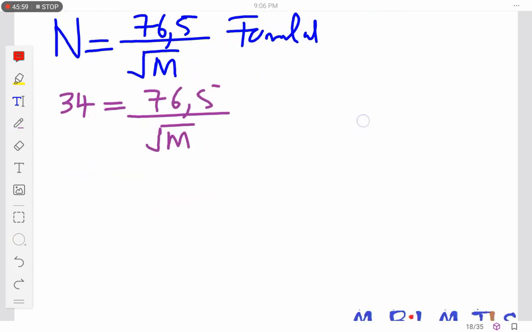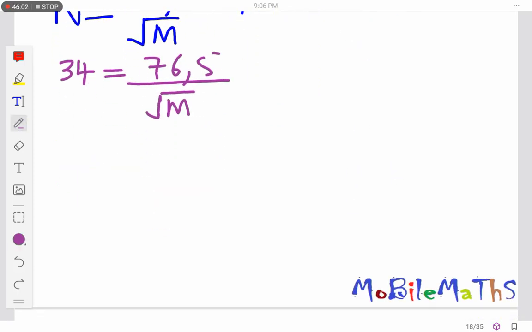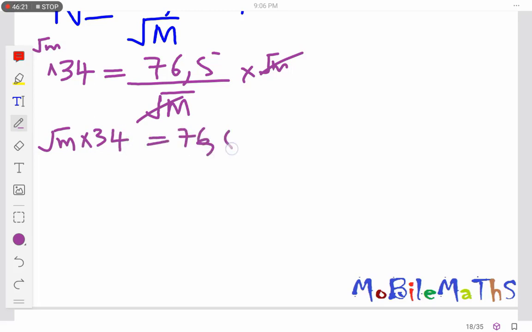Okay, so let's simplify this part here. It's easy for me to multiply both sides by square root of m. So I'm going to multiply here by square root of m and here also by square root of m, such that this side they cancel off each other and I'll have square root of m times 34 is equal to 76.5. Then I will divide all the sides by 34 and I'll get my square root of m is equal to 76.5 all over 34, like that.